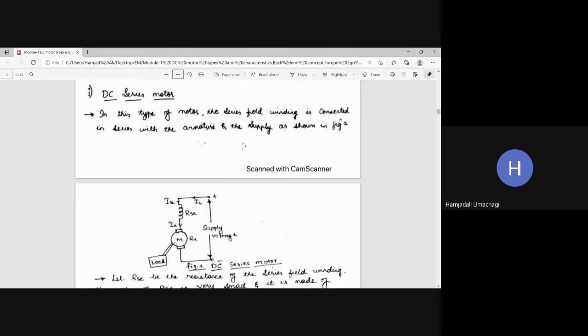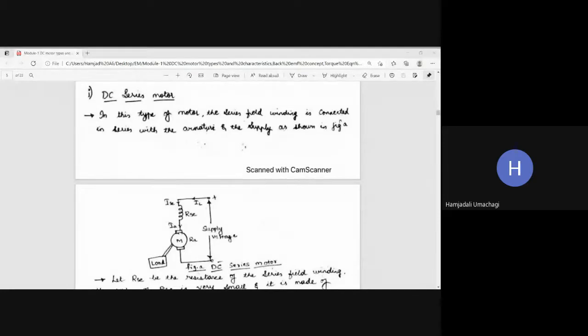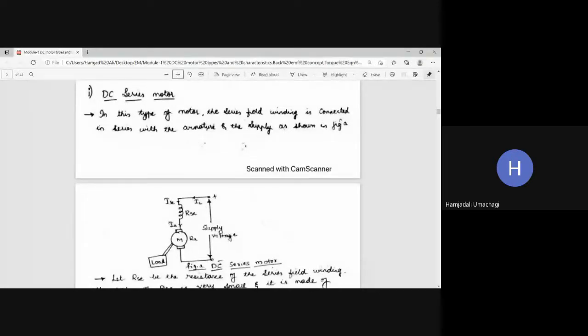The armature winding will be housed inside this motor, and this armature winding will be connected in series with the field winding. If that is the case, then that type of motor is called what? It is called a series motor. Very good. It is called a series motor.